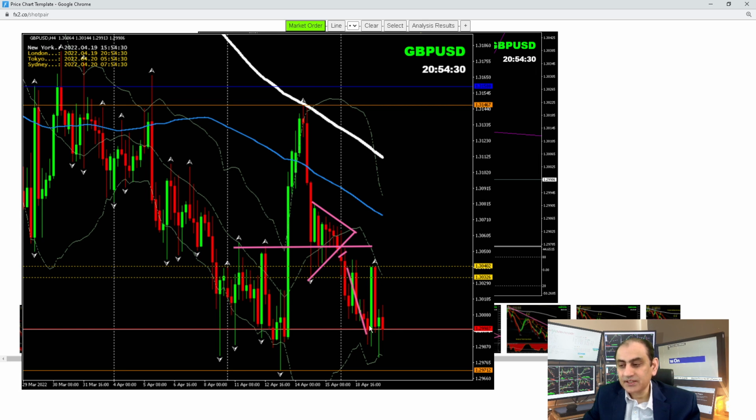Yesterday was short, and today we had a long trade here, and afterward the price respected this resistance level, and we had a short trade here. As soon as the price respected the previous low, I explained to my traders, time to bank some profit.